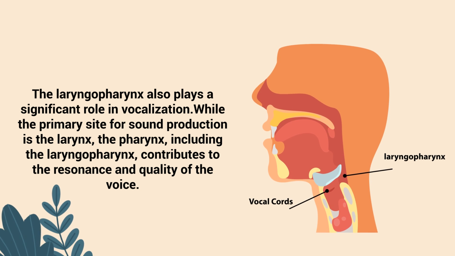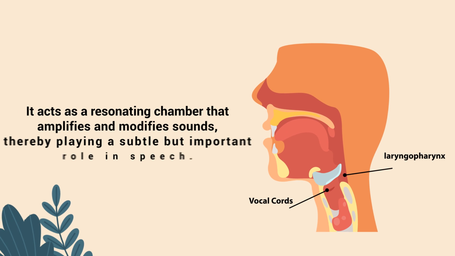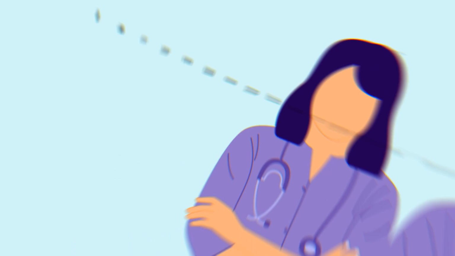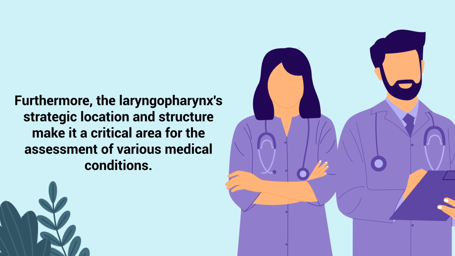The laryngopharynx also plays a significant role in vocalization. While the primary site for sound production is the larynx, the pharynx, including the laryngopharynx, contributes to the resonance and quality of the voice. It acts as a resonating chamber that amplifies and modifies sound, thereby playing a subtle but important role in speech.